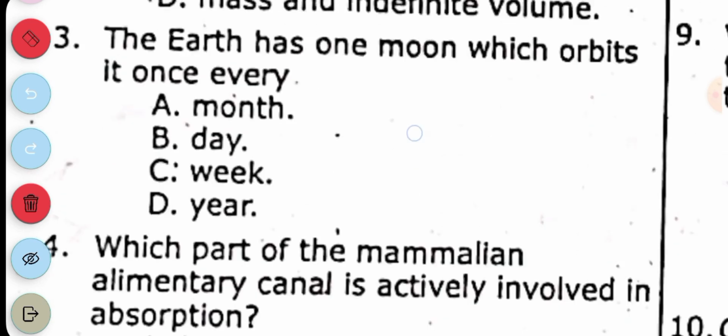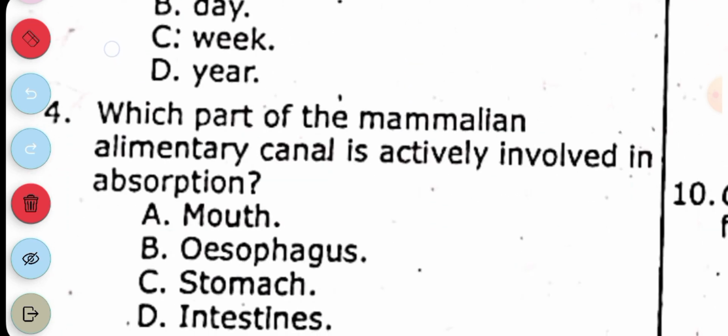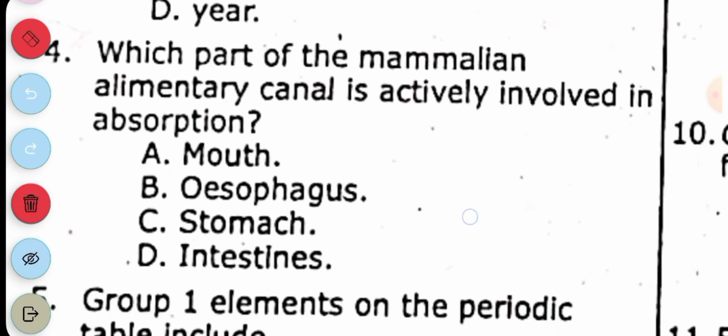Month. Question 4. Which part of the mammalian alimentary canal is actively involved in absorption? A. Mouth, B. Esophagus, C. Stomach, D. Intestines. And the correct answer to this is D. Intestines. So the small intestines absorb the simple form of the nutrient while the large intestine absorbs water.